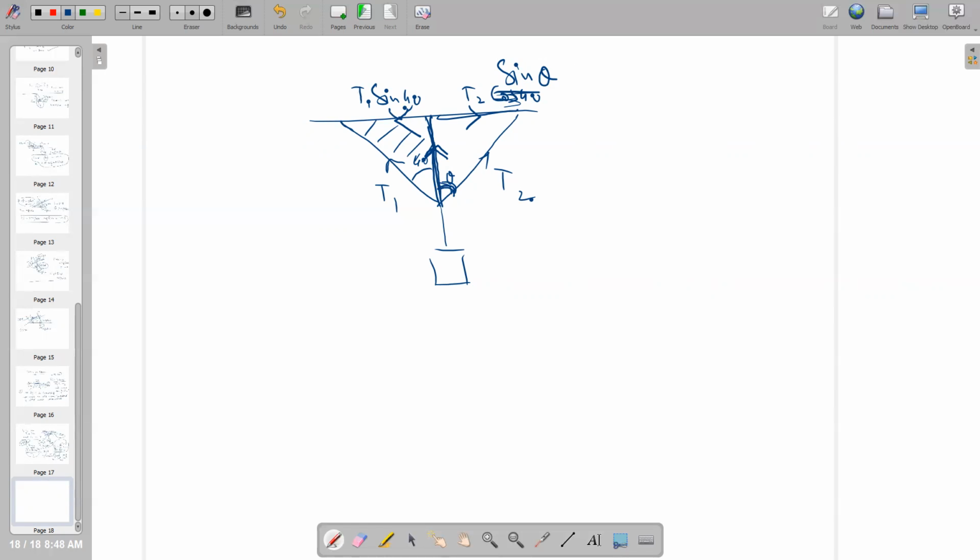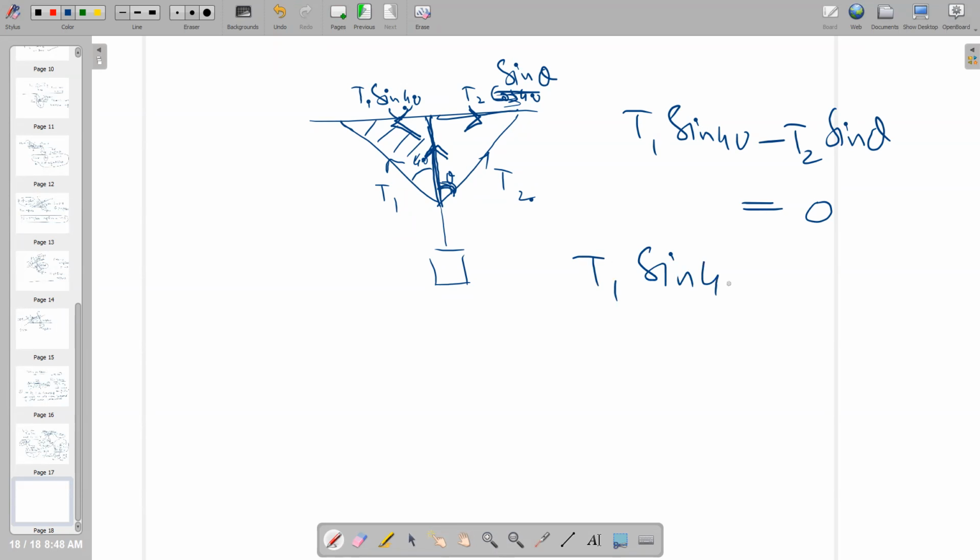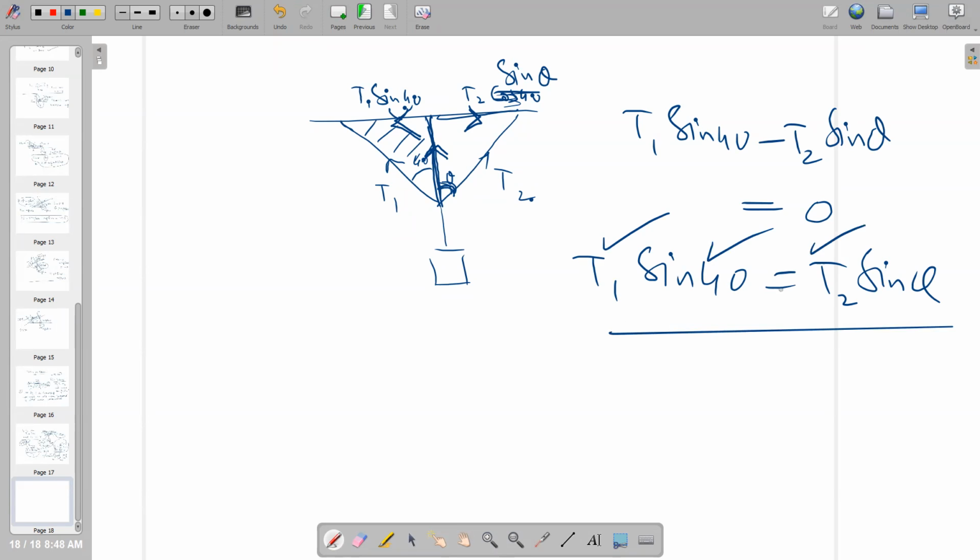So this is in this direction and this is in this direction. They are in opposite directions, and the body is not moving along the x-axis. So we can write that T1 sine of 40 minus T2 sine of theta is equal to net force. It is not moving, acceleration is 0, so 0. That's why T1 sine of 40 is equal to T2 sine of theta. From this equation, I know this value, I know this value, I know this value. I can find the value of theta.